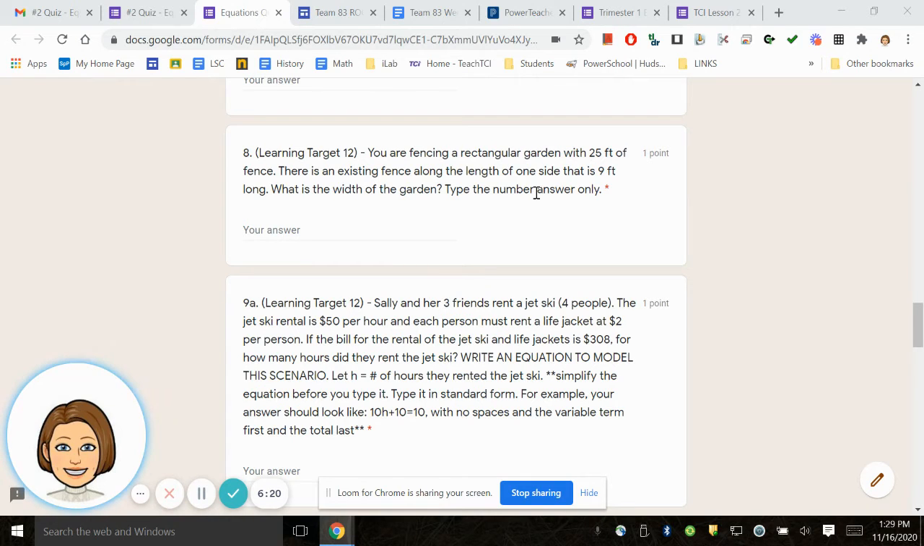Type the number answer only. Okay. So just give me the number. Okay, so again, only 3 sides is being used. The total number of feet you're using is 25 feet. You do not know the width.